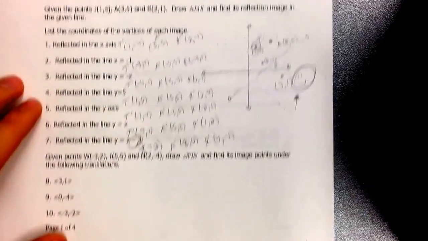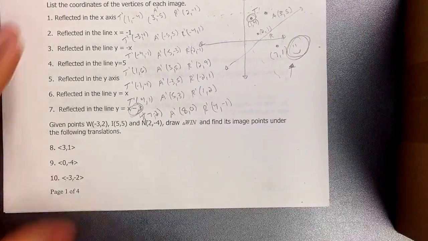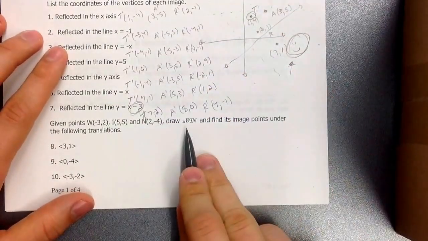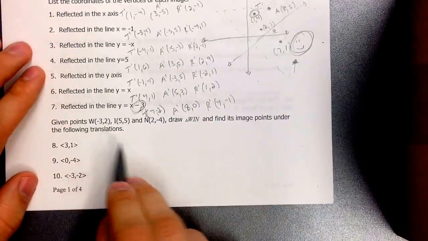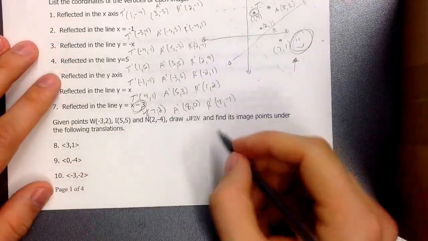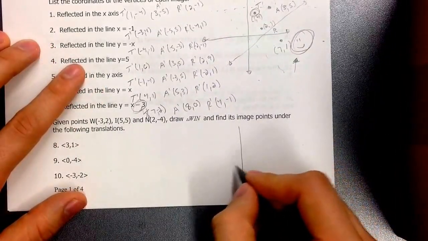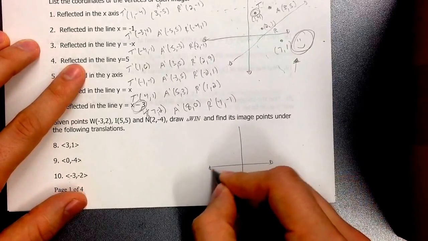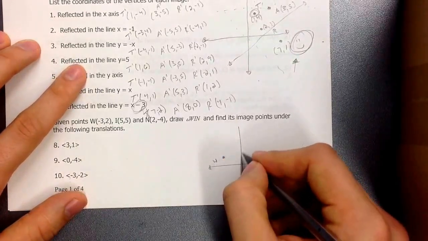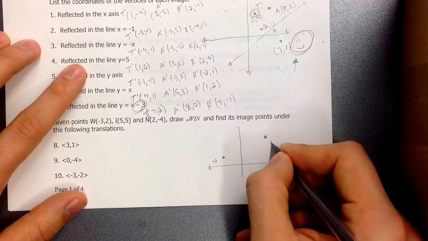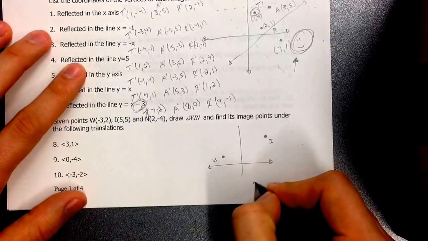Alright? Moving right along. Given the points negative 3, 2, 5, 5, and 2, negative 4, draw this triangle and find its image points under the following translations. So, we've got triangle WIN. Those are all going to be in the positive, so I'm just going to do the do. Got negative 3, 2. This is W. I've got I, which is 5, 5. Then I've got N, which is at 2, negative 4. Right there.